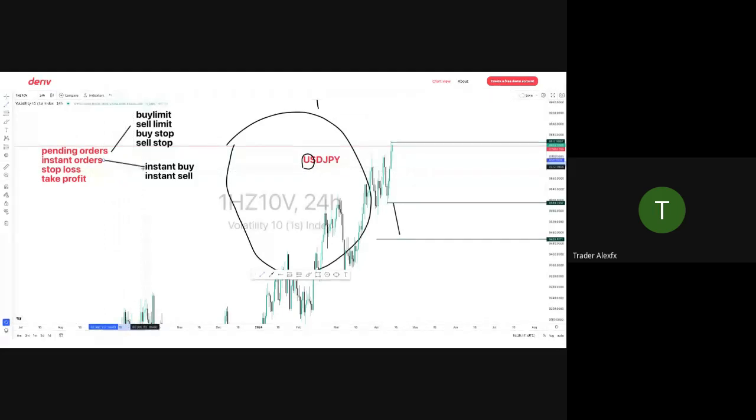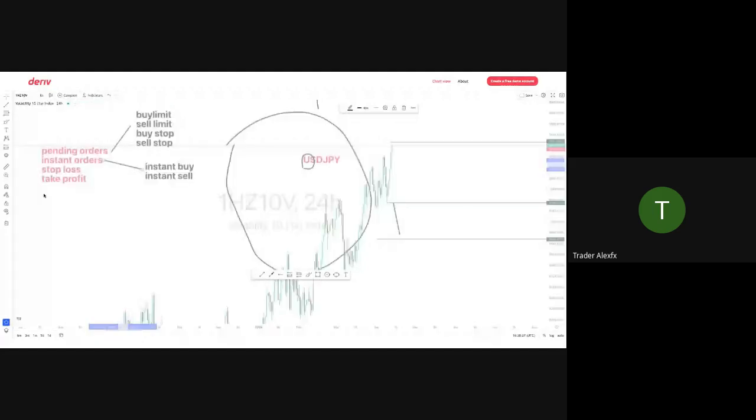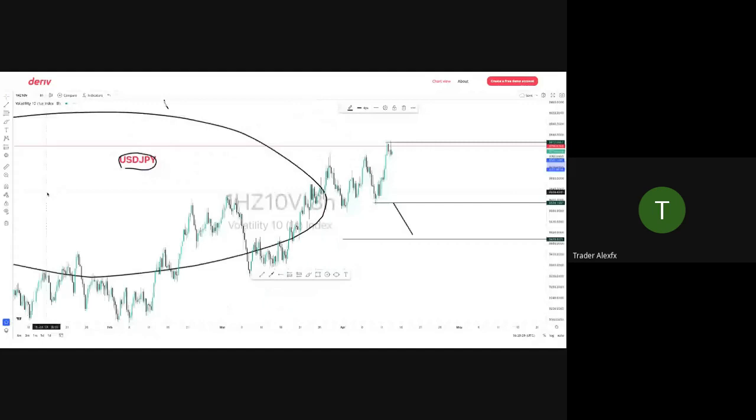So now, without wasting much of our time, what do I mean by the pending order? Now you can write this down. So I'm actually talking about pending orders now.